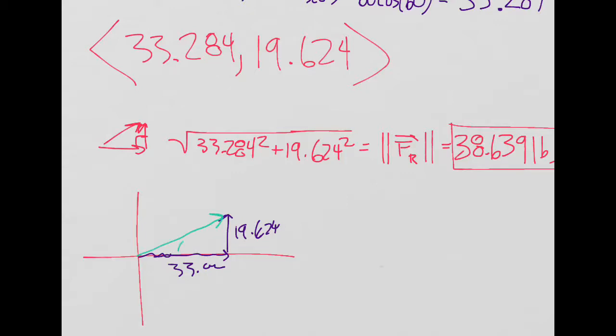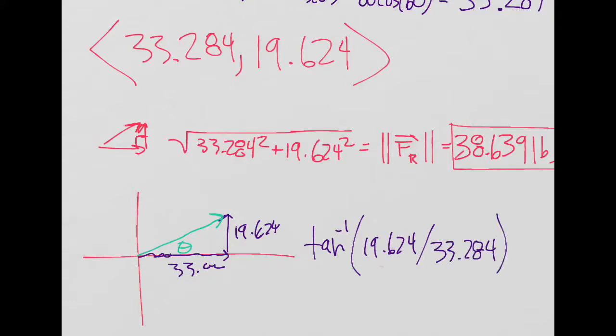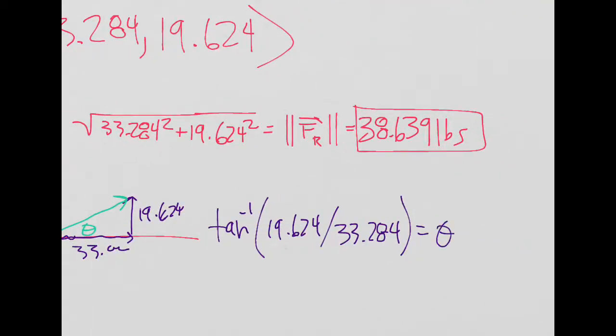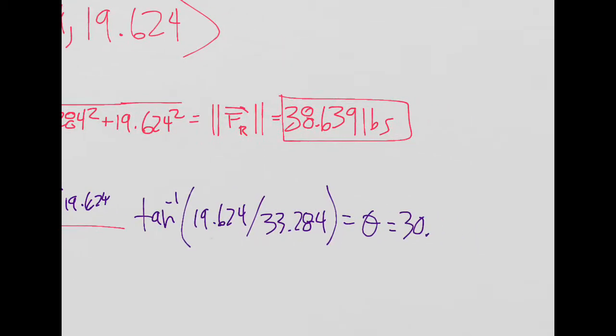So we want to know what is that angle right there, and to find that we need to use inverse tangent because we have an opposite side and an adjacent side. So we're going to say that the tan inverse of the opposite side, 19.624, divided by the adjacent side, 33.284, will tell us that direction angle. And if you do so, you should end up with an angle of roughly 30.523 degrees. And so we know our magnitude and we know our direction.